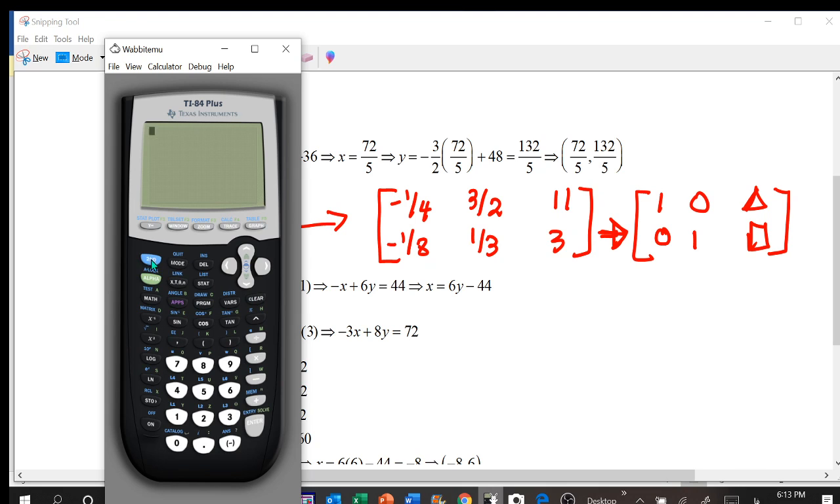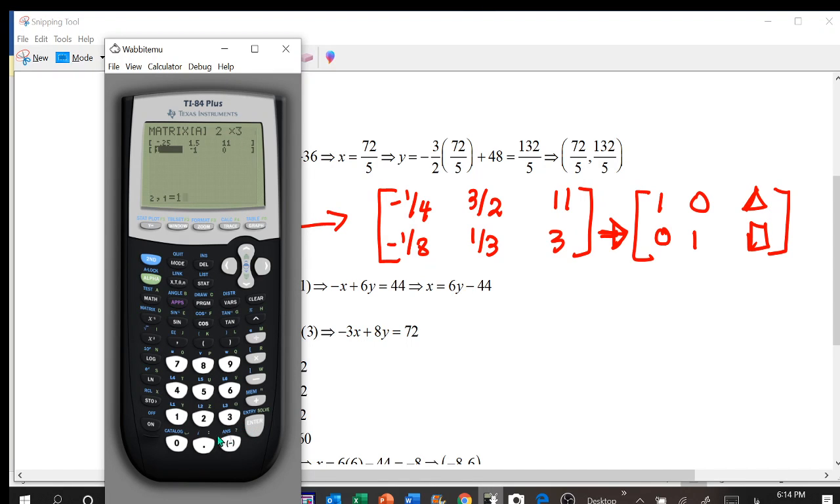So we go to matrix, then go to edit, and edit A as a matrix that is 2 by 3. We want to put this matrix in, right? The first row: negative 1/4, 3 divided by 2, and 11.